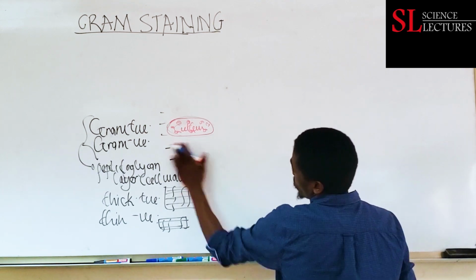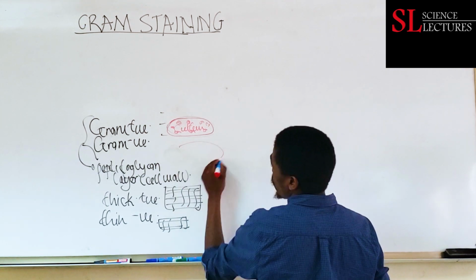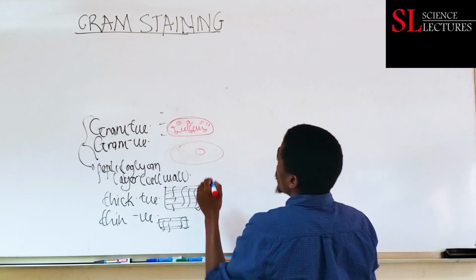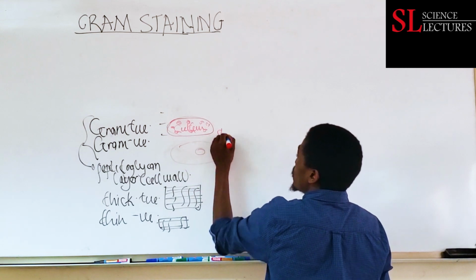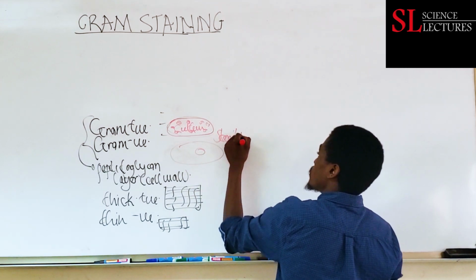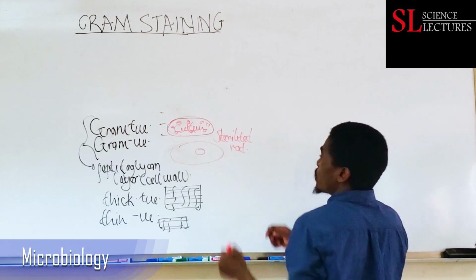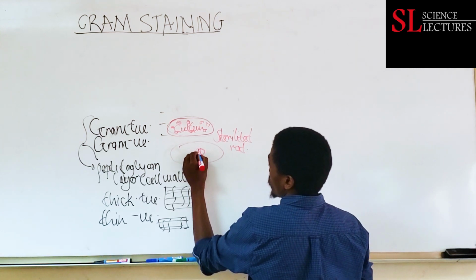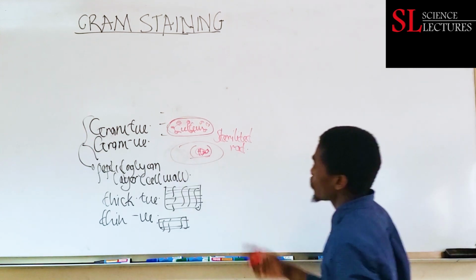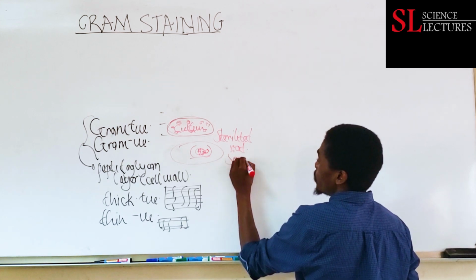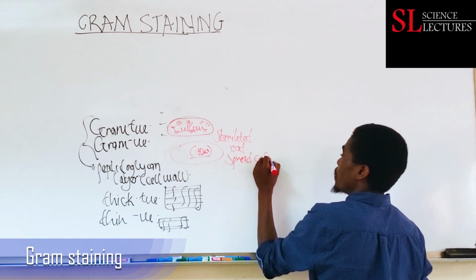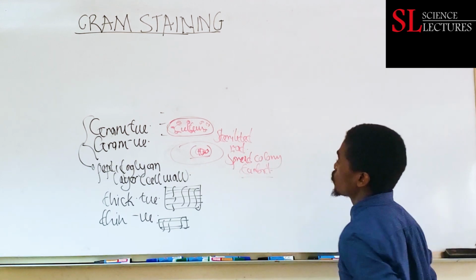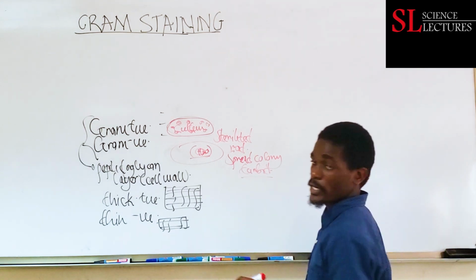We'll get another petri dish or slide with a drop of water. Then, using a sterilized rod, we get a colony of the cultured bacteria and put it on the drop of water. So this is our water drop. Then we spread the colony till we get a turbid solution. So you spread the colonies.